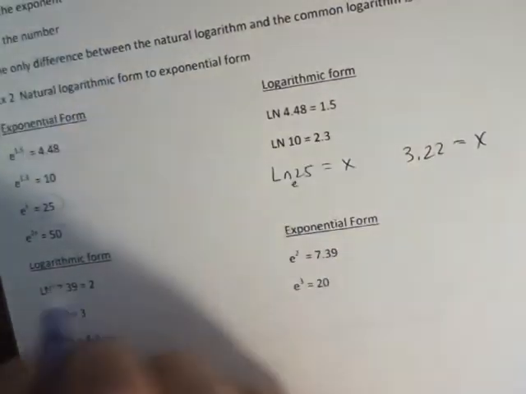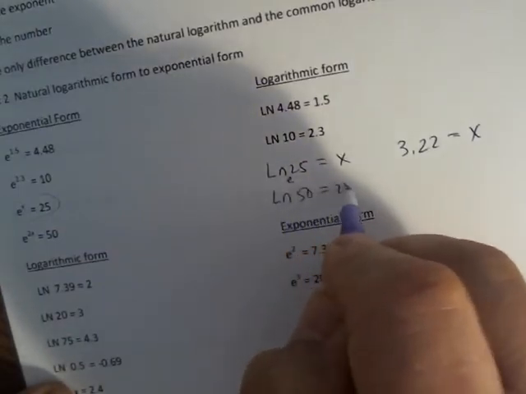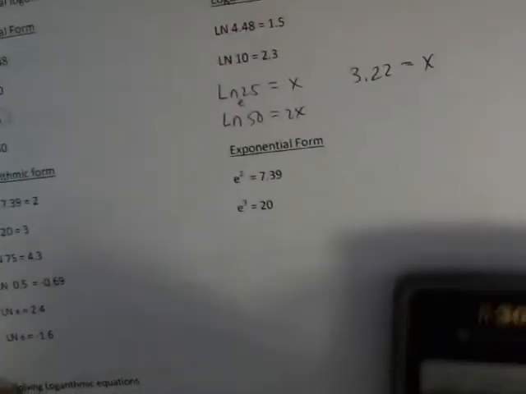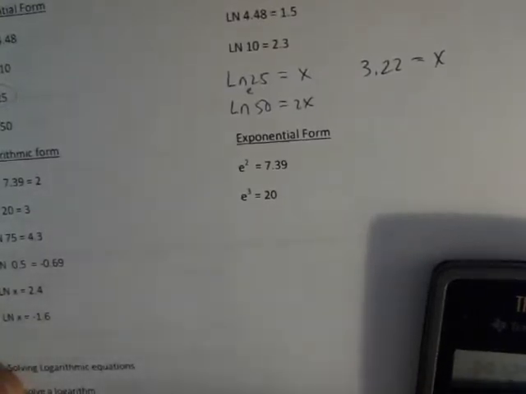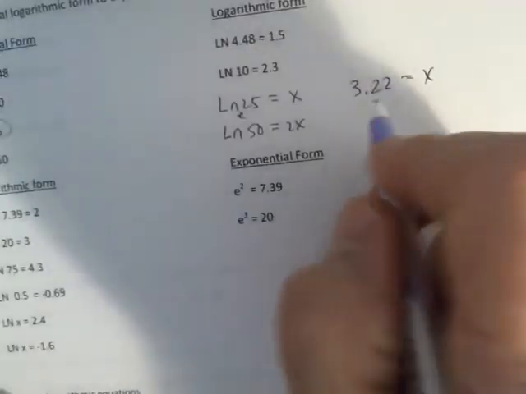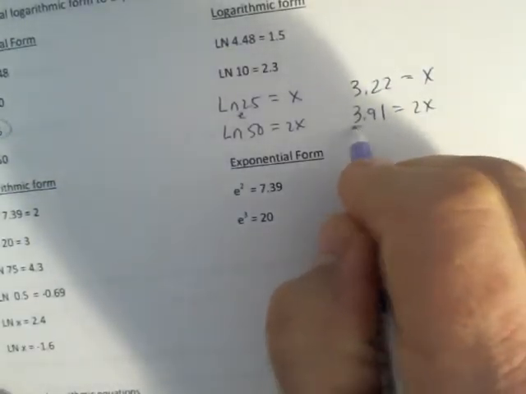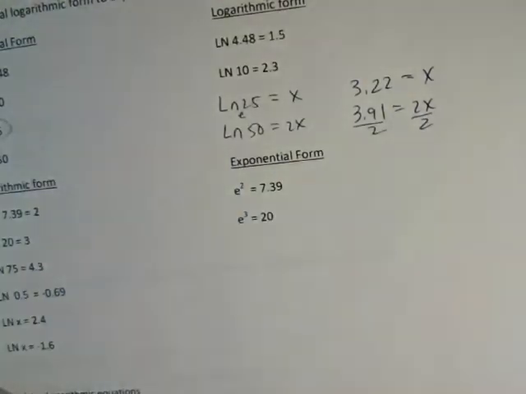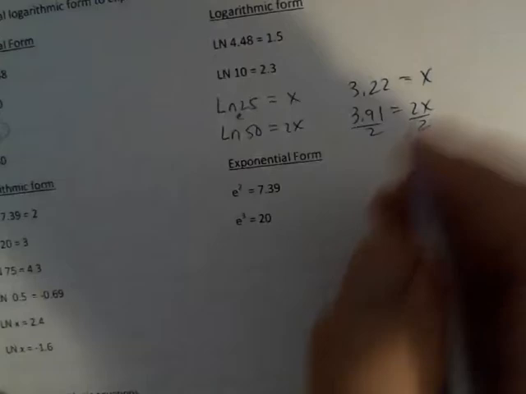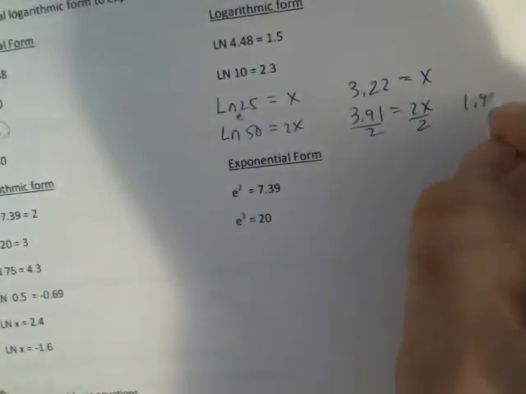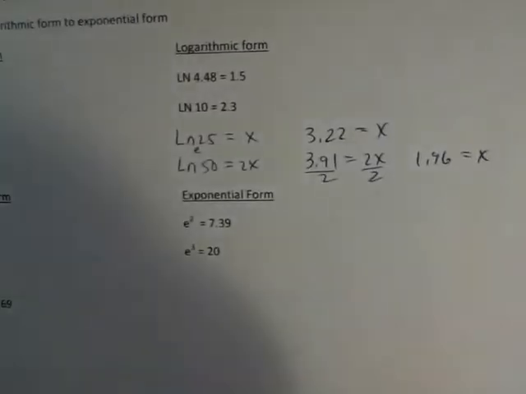For this one here, change it to a logarithm. ln of 50 is 2x. Now I'm going to find out what the natural log of 50 is. So 3.91 is 2x. Divide by 2 to get 1.96. Okay, so x is 1.96.